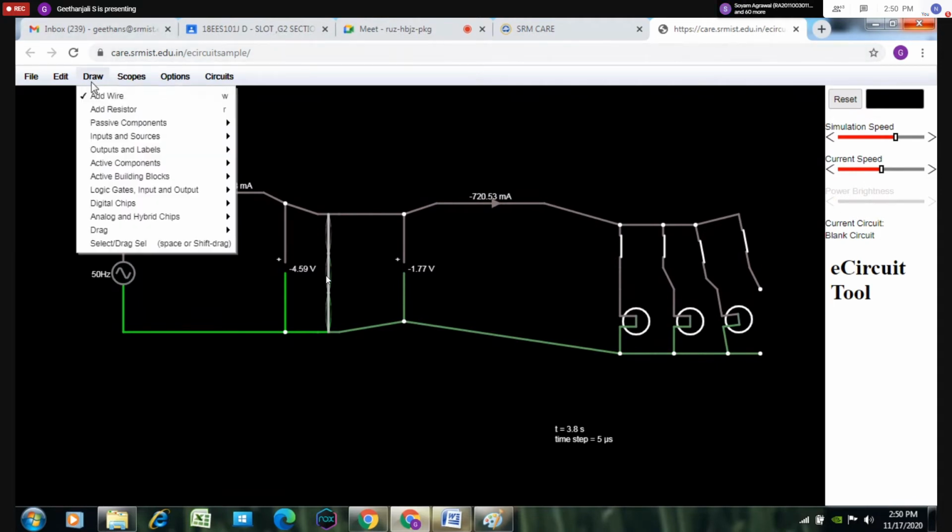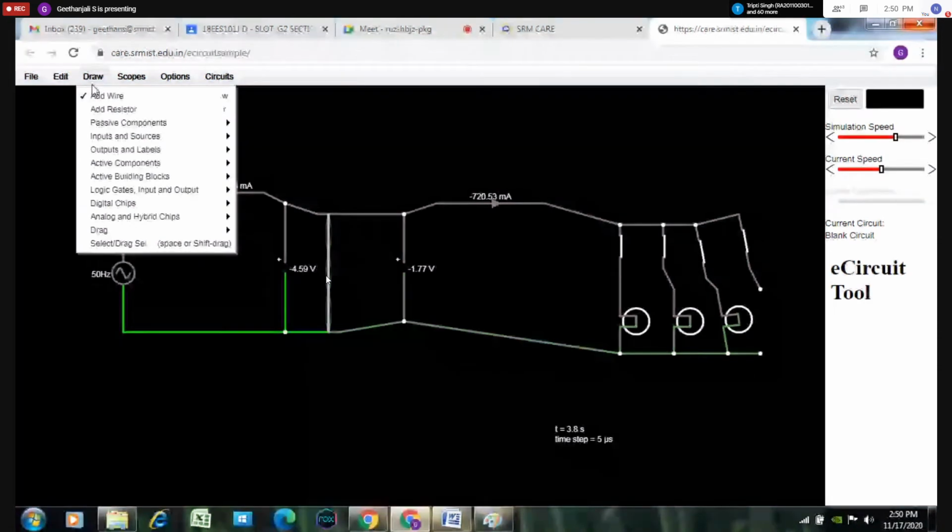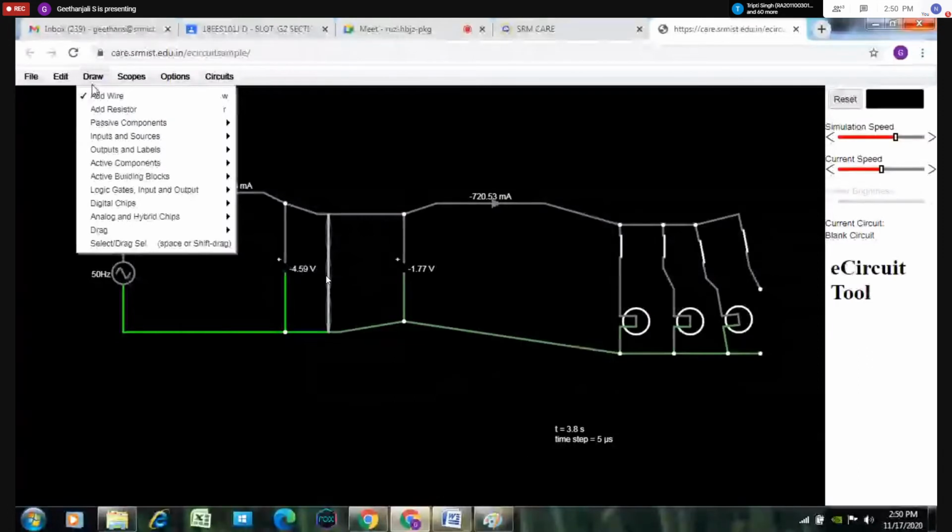Ma'am, the ammeter values and other values are different in my circuit. See, while the simulation is running, it is showing the simultaneous value. It is not the instantaneous value. Only when you click on the stop button do you get the instantaneous value. So you will not all get the same value, right? The instantaneous value varies.